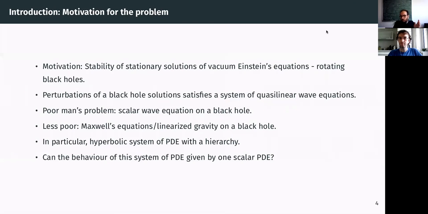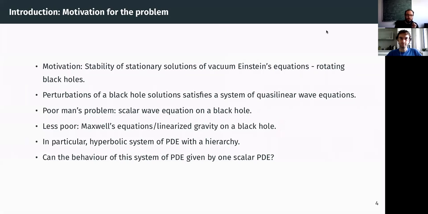This problem is way too complicated to attack by brute force, so you will degrade it. There are several degradations that you can do. The most basic thing that you can do on a black hole would be to look at a scalar wave equation on a black hole. More interestingly, you can be interested in Maxwell or linearized gravity on a black hole. And here, the aspect of the perturbation you're interested in is the system aspect. So what you get here is a system of hyperbolic PDE.